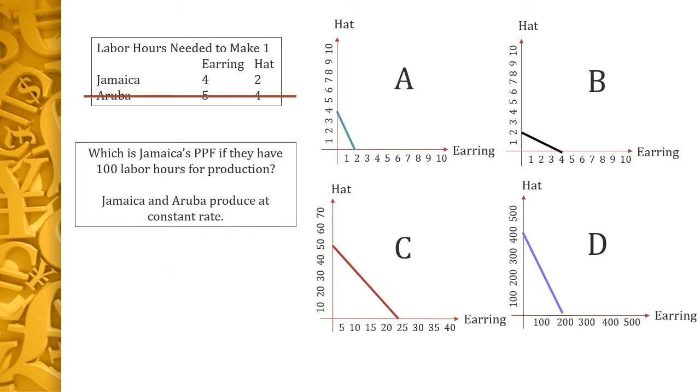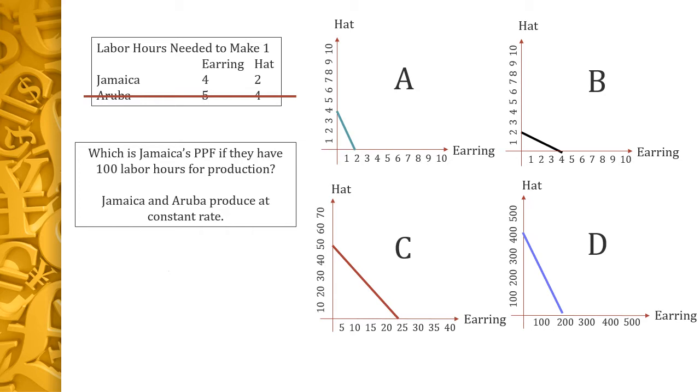What we need to know is how many labor hours are needed to make one, which is the information we're given, but they're asking which is the PPF if Jamaica has 100 labor hours. So is it going to be chart A, B, C, or D? I'm going to eliminate a couple of charts for you. Your temptation may be to simply multiply 100 times earrings and 100 times hat.